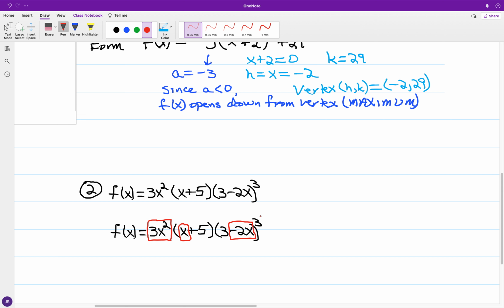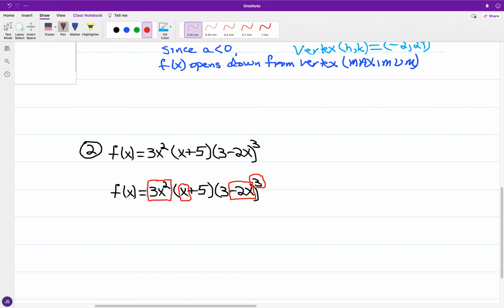And since we had the cube of this factor, we had the formation of the highest order term involve taking the cube of -2x. So with the highest degree term, we got 3x squared from the first factor, and from x plus 5, again, the higher order term is x, and from 3 minus 2x raised to the third, -2x is the higher order term, and then raised to the third.